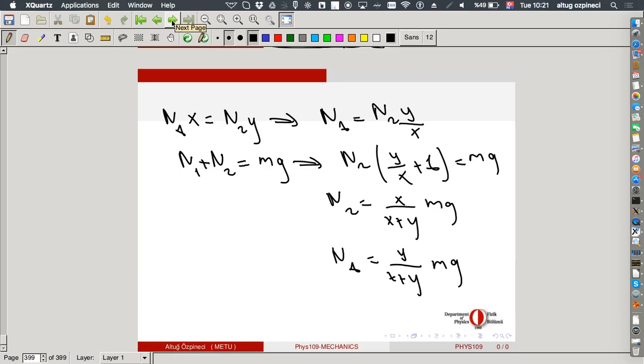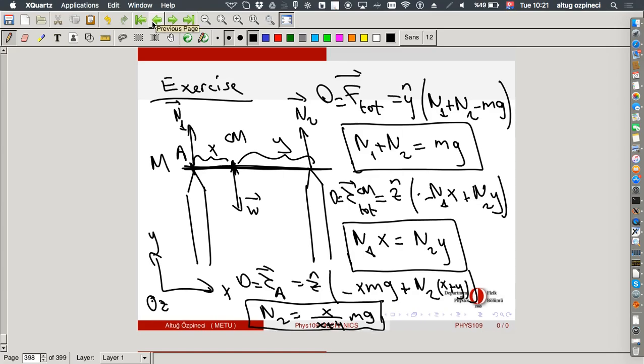Now this choice of the point relative to which to calculate the torque doesn't really matter. Eventually you get the same equation and the same solution. It's just up to you. But of course, if we had chosen this point beforehand, we could have obtained N2 directly. Since we chose this point initially, we had to take a few more steps to obtain the final result. The final result is always the same. So whichever point you choose to calculate the torque, you always get the same result. Any questions?